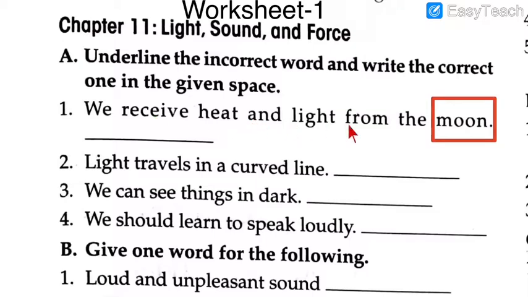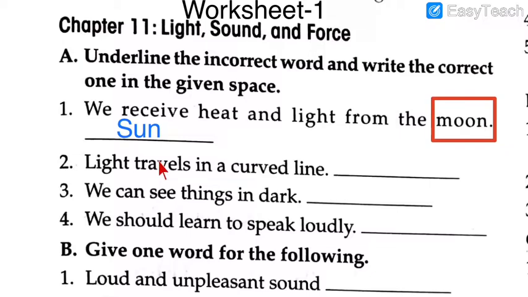We receive the heat and the light from the dash. Now what if not the moon? The correct answer is sun. S-U-N. So the statement should be: we receive the heat and light from the sun. So this is how you have to solve the rest of the 3 sentences. I hope that you have written the same thing. Yes, moon is the incorrect word, sun is the correct one. This is what you will have to change.